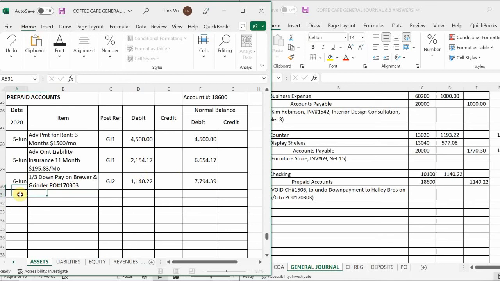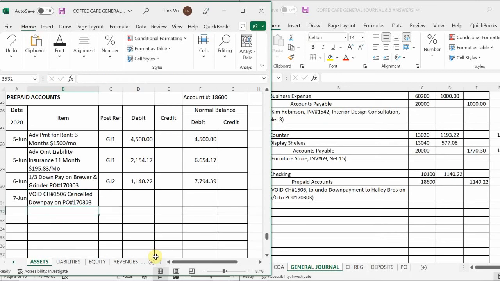I'm just going to go ahead and have you guys do an extra line item. So instead of adding all your transactions in here, right? That shows me that on the 7th, right? That I voided check number 1506, which canceled down payment on purchase order number 170303, right?